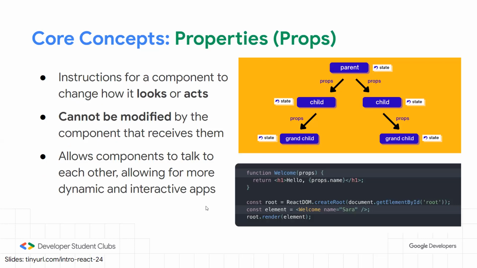The next concept is properties. Properties are instructions for a component to change how it looks or acts. But components that receive a property cannot modify that property. If there is a parent component, it can modify a property for its child. This allows components to communicate with each other, and you can make your website or app more dynamic that way.